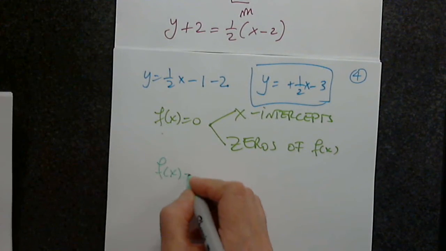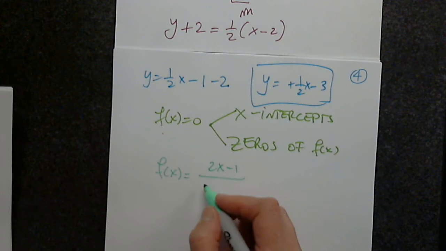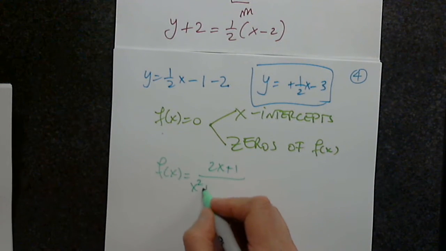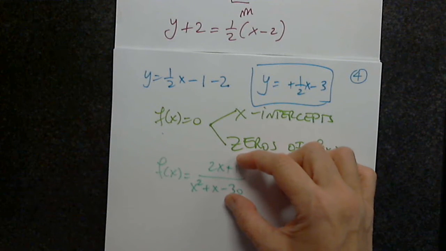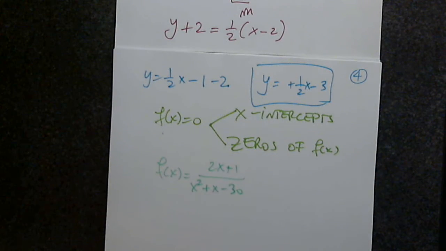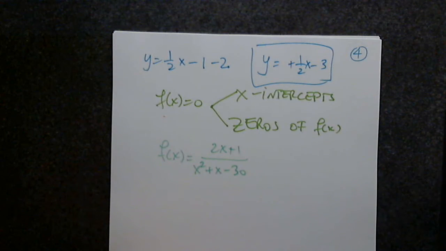Okay. Now find the domain of the function, and we have f of x, which is 2x plus 1 over x squared plus x minus 30. What type of function is this, if you remember? It's a ratio of 2 polynomials. Rational function. Thank you very much.